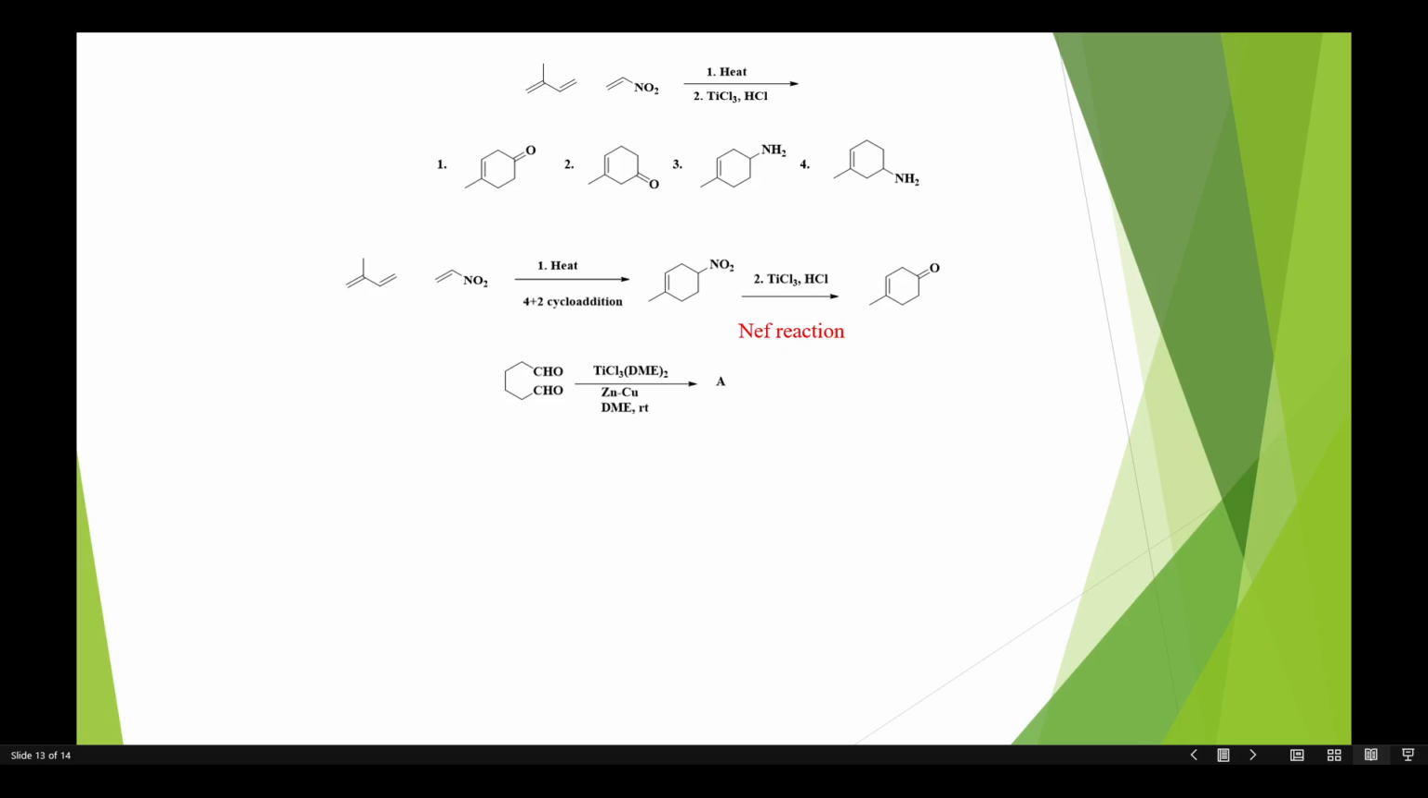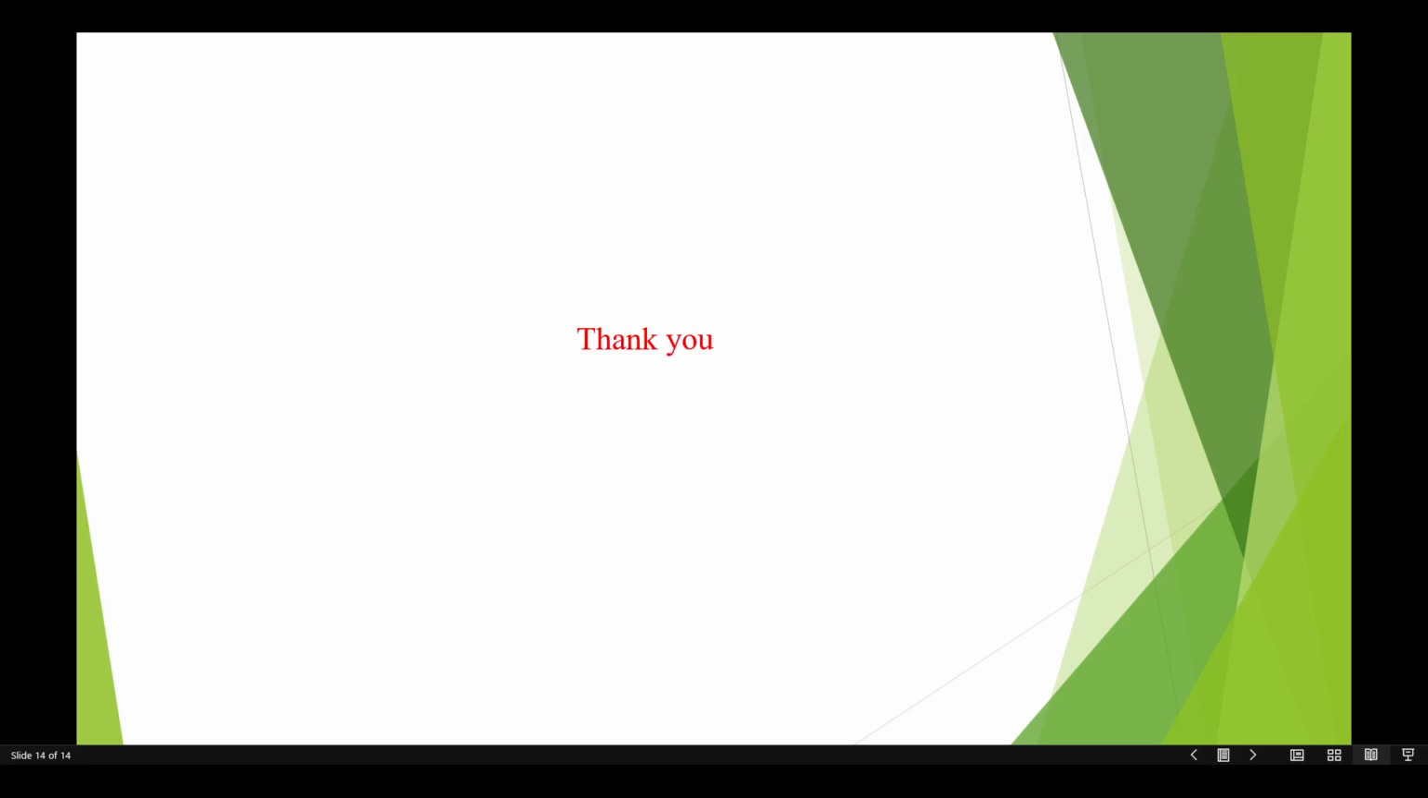In that particular case, we have titanium trichloride and DME, and we are using a reducing agent also, some zinc-copper couple and DME. This reaction we call McMurry coupling because in that case we have a dialdehyde. Yes or no? This condition is only for the McMurry coupling, and it first forms the diol. Let me explain how the mechanism happens.